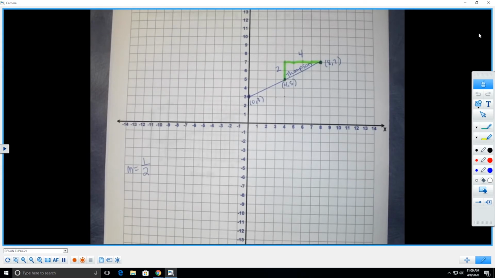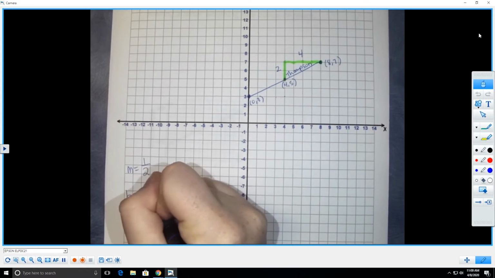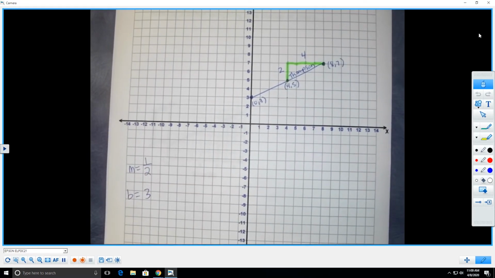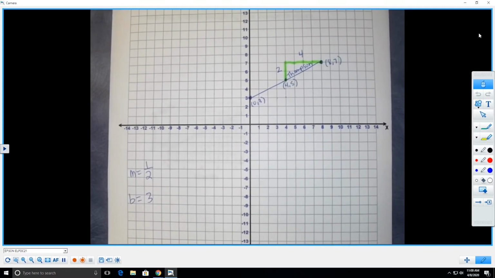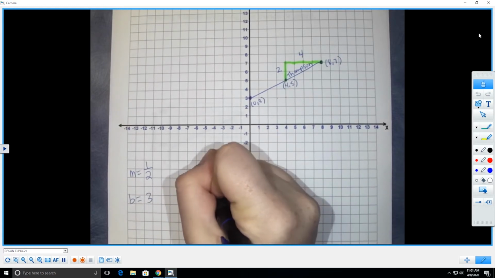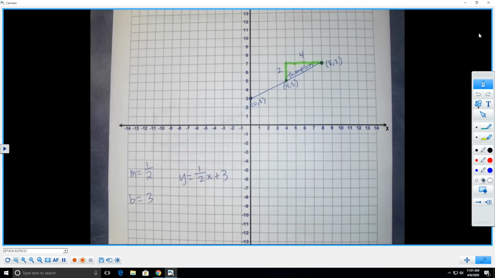That's right, it's 3. How does the y-intercept of this line relate to the initial value for the related linear function? Good job, it has the same value. So what is the equation for the linear function modeled by the line now that we have identified the slope and the y-intercept? Good, it would be y equals 1/2 x plus 3.